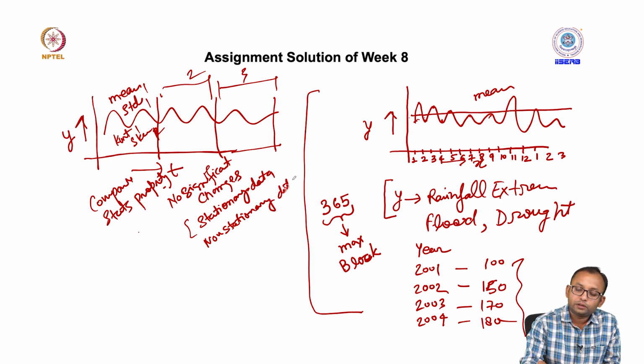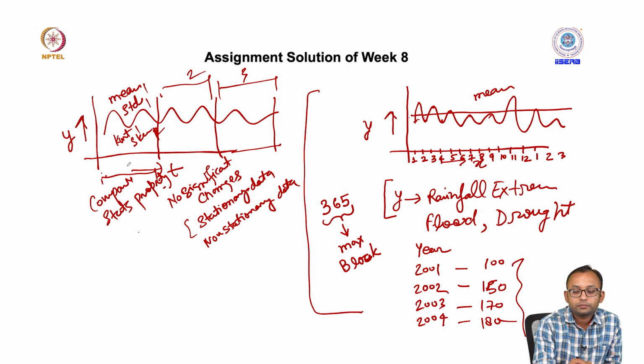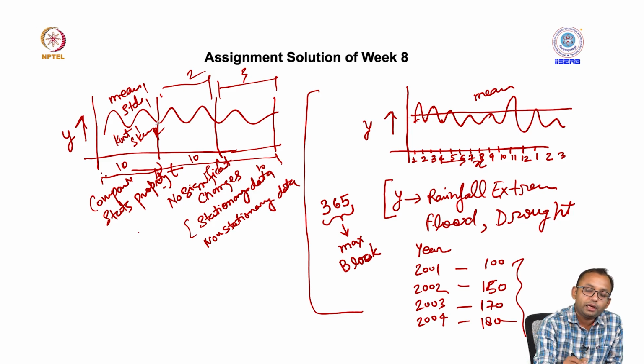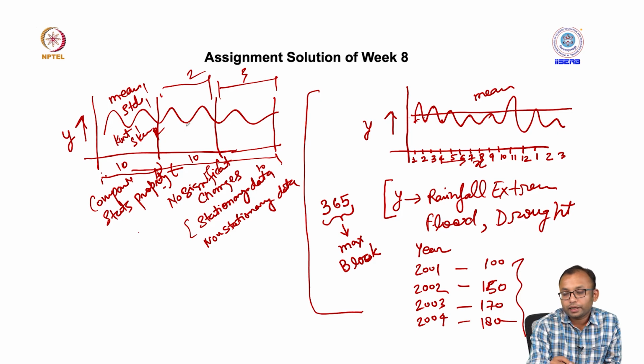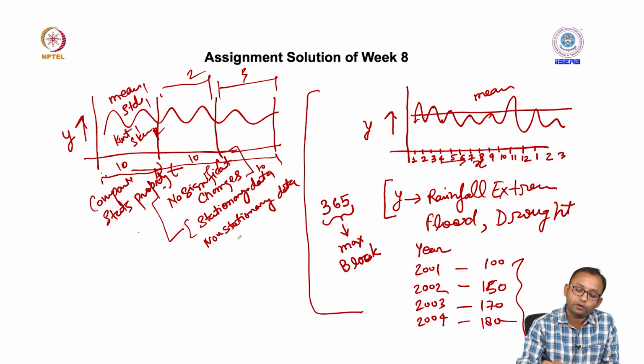Suppose you have collected the rainfall data for 10 years, then another 10 years, then another 10 years, and you calculate the mean, standard deviation, kurtosis, and skewness, and again calculate for the next 10 years, and then compare. If there is no significant change, then we call it stationary data. If there is a significant change, then the data has changed, and it could be non-stationary.